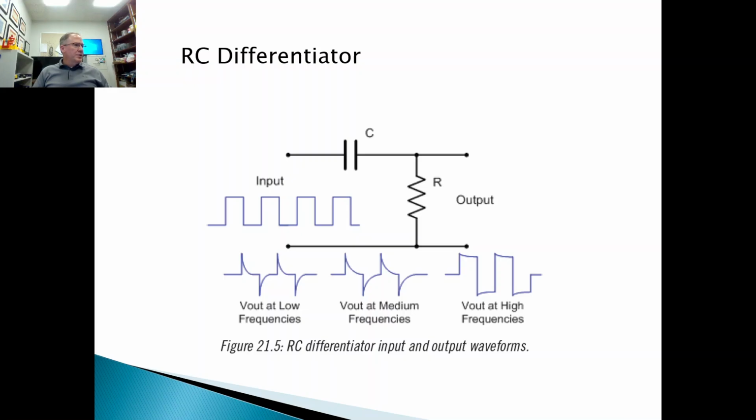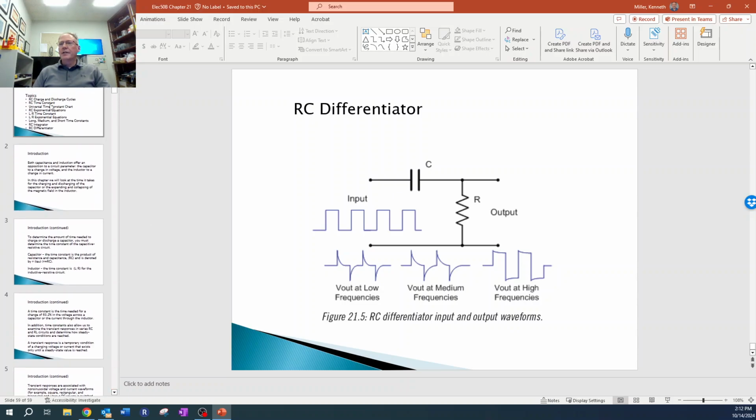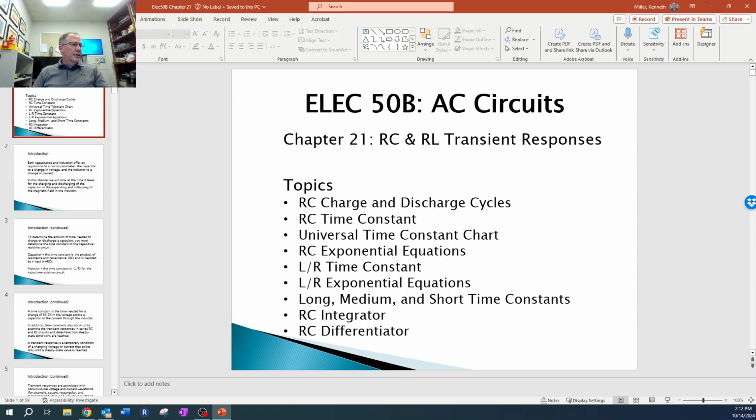the information that is contained in chapter 21 of the textbook. So that shows us all of the information that we need for chapter 21, the RC and RL transient responses.